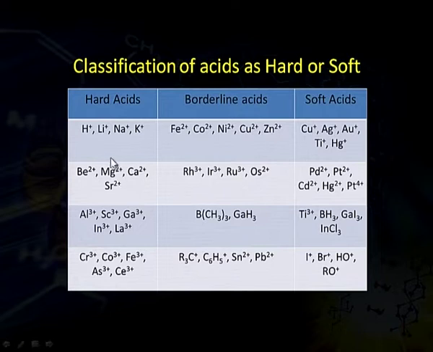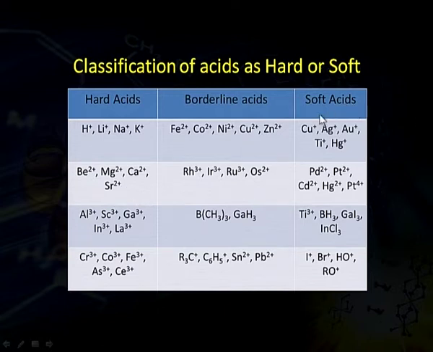In hard acids, we have proton, which is a hard acid. We also have alkali metal ions, alkaline earth metal ions, and other metal ions which have nearly empty d orbitals or very few electrons in d orbitals. These have small size, as I have already told. So, all these metal ions come under hard acids.